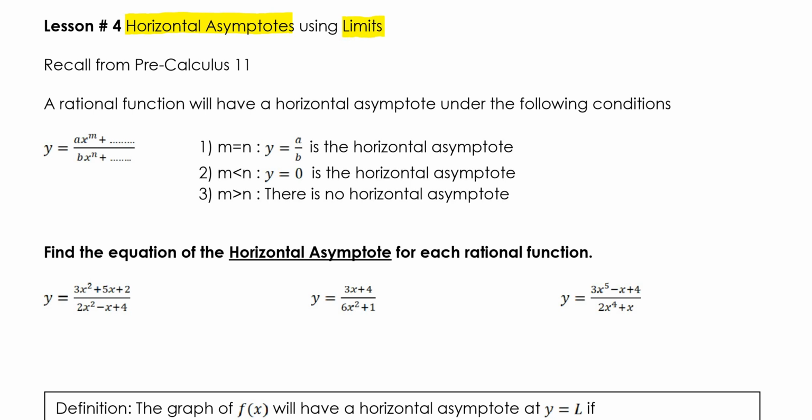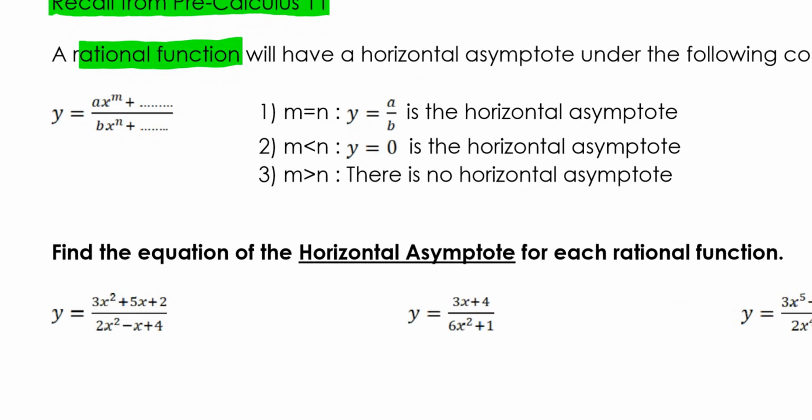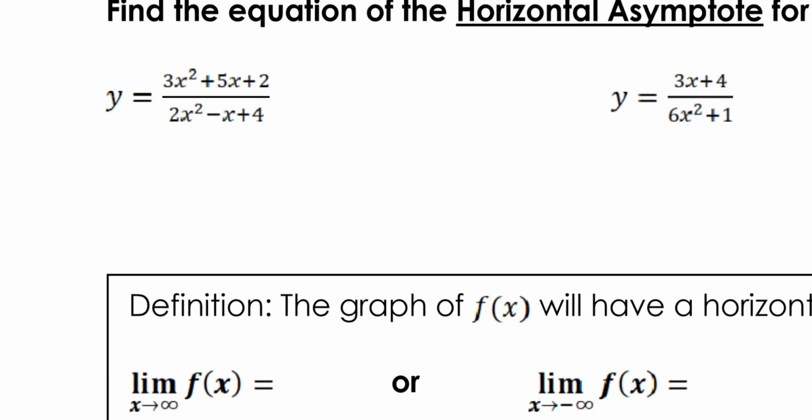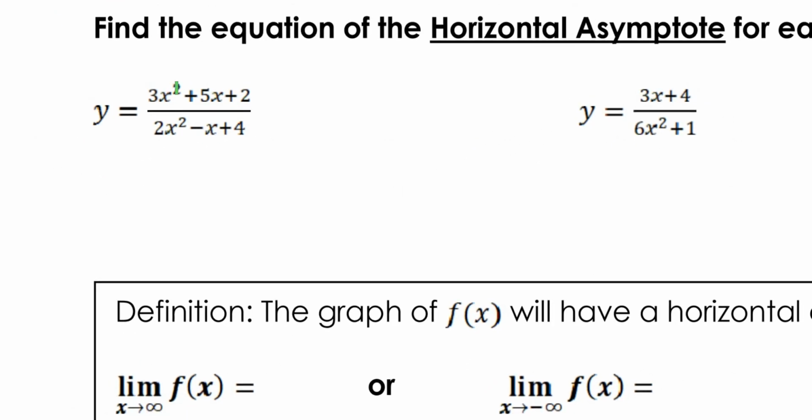Now, before we start this lesson, there were some ideas from Pre-Calculus 11 where you can look at a rational function, and if you take a look at the highest power in the numerator and the highest power in the denominator, there are certain cases where you can identify the horizontal asymptote right away. For example, if the powers are the same, then the horizontal asymptote is the leading coefficients divided by each other. In this very first question, we notice that the power in the numerator and the denominator are the same.